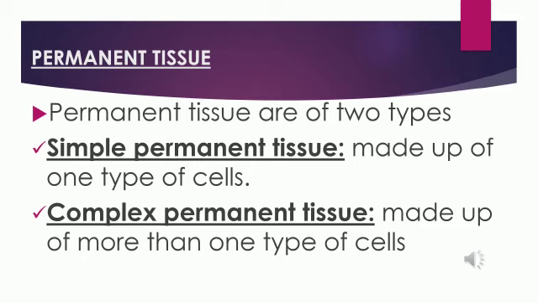As we know, permanent tissue are of two types. One is simple permanent tissue, which is made up of one type of cells, whereas the second type is complex permanent tissue, which are made up of more than one type of cells. So now let us study in brief about complex permanent tissue. We know that the cells are more than one type. That is the reason it is called complex.